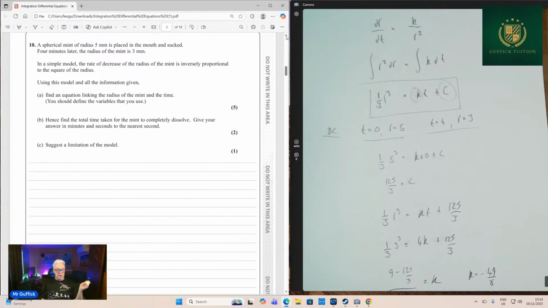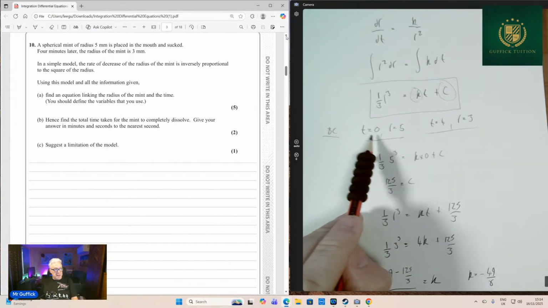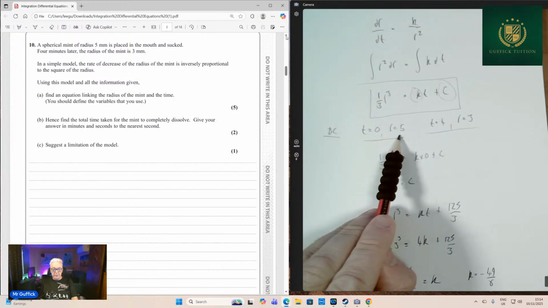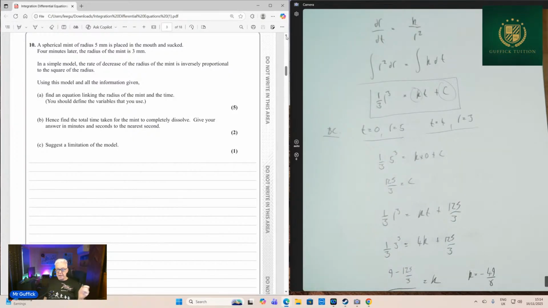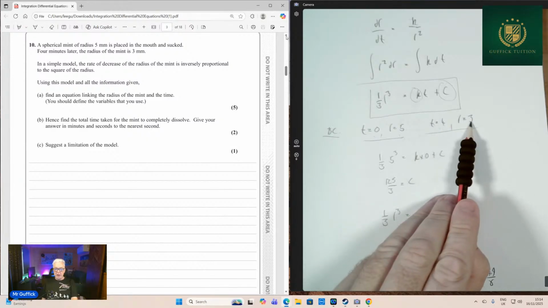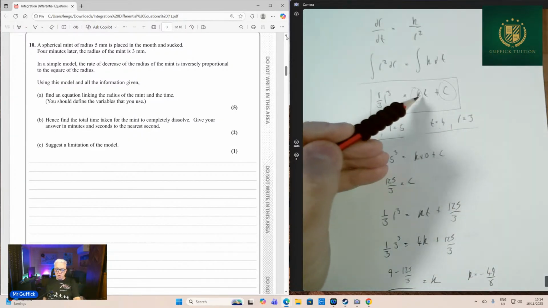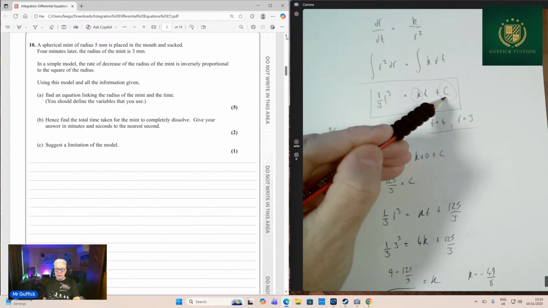And they've given us 2 boundary conditions in this question because they told us that initially the mint had a radius of 5 millimeters. So when t is 0, the radius was 5. And then they said that 4 minutes later, the radius was 3. So when t is 4, r is 3. Okay, so we're going to use those 2 pieces of information to work out k and to work out c.